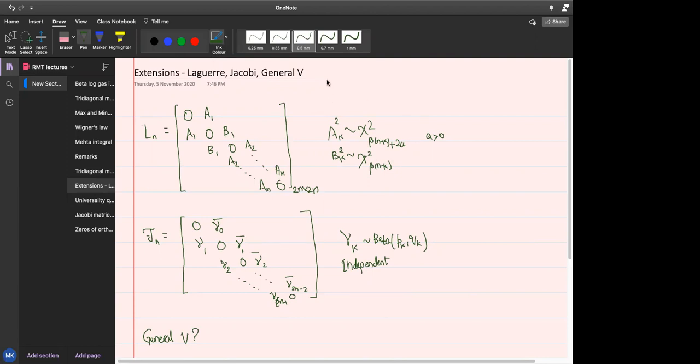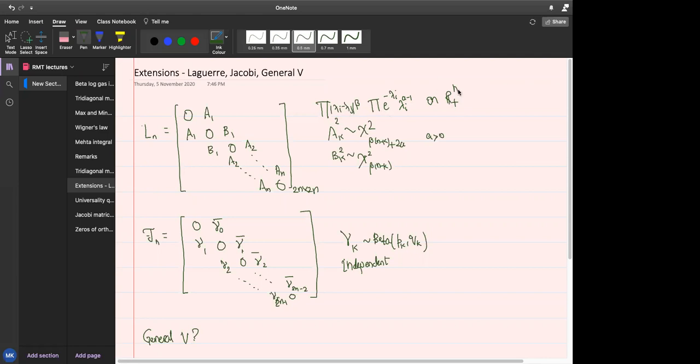The Laguerre ensemble is the beta log gas whose density looks like this. The density is the product of lambda i minus lambda j to the power beta, that is the interaction we want, times the product measure. Earlier it was Gaussian. Here it is going to be a gamma measure, but this is on R plus to the n.